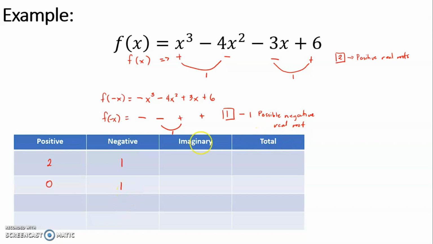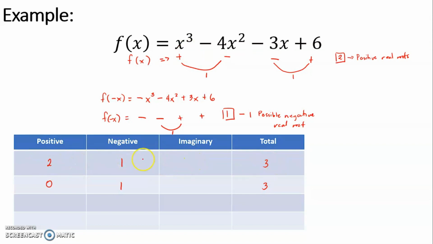Now, how will I get the number of possible imaginary roots? The total number of zeros of a certain function will depend on the degree of the function. So, what's the degree of this function? We know that the degree of this function is 3. So, the total number of roots of this particular function f of x must be 3. Then, you check each row. So, 2 and 1, when you add them, already equal 3.